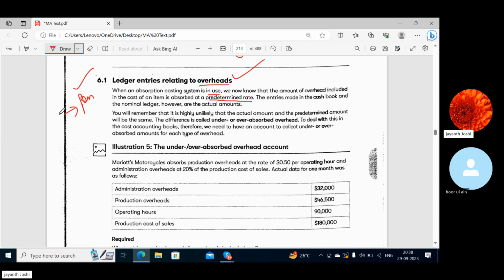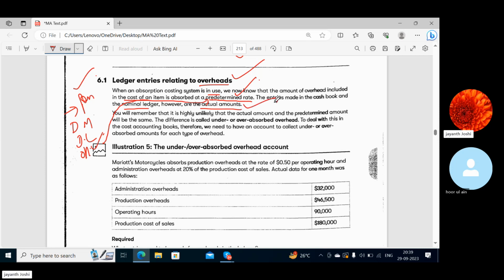So in absorption costing, we do that, right? So when an absorption costing system is in use, the cost of an item includes direct material, direct labor, and overheads absorbed at a predetermined overhead rate. Why? Because you are taking the budgeted activity and budgeted overheads, and then finding your predetermined rate. The entries made in the cash book and the nominal ledger, however, are the actual amounts.